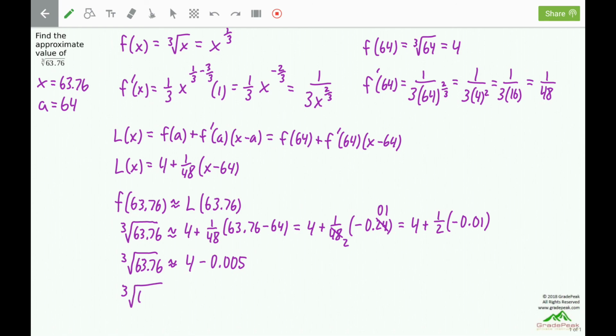So the cubed root of 63.76 will be approximately equal to 4 minus 0.005 will be 3.995. And there's the approximate value of the cubed root of 63.76.